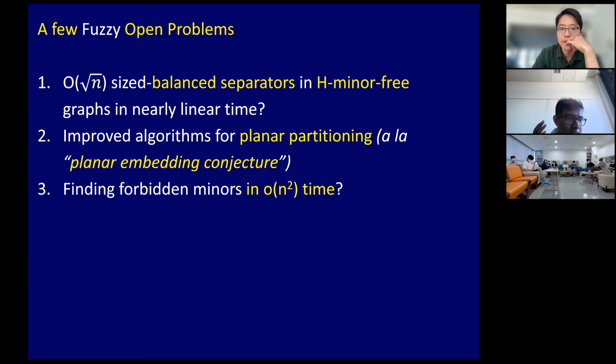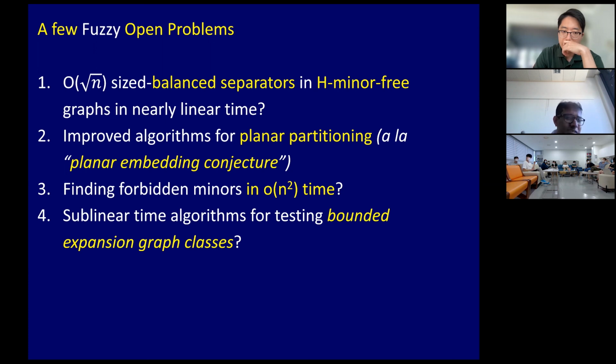Then a third problem, a huge open question in this area. Kawarabayashi, Kobayashi, and Reed back in 2011 announced an algorithm that ran in linear time for finding forbidden minors. However, to the best of my knowledge, their algorithm apparently had a bug, and when they fixed that bug, they discovered that their algorithm had running time quadratic in the number of vertices. It would be super good to see if you can get subquadratic algorithms for this problem.